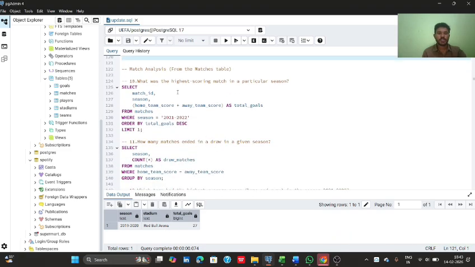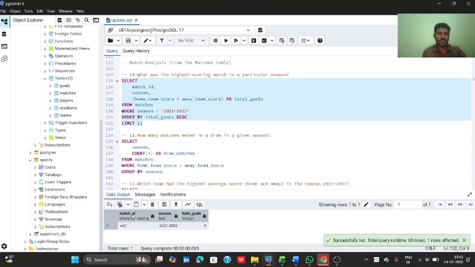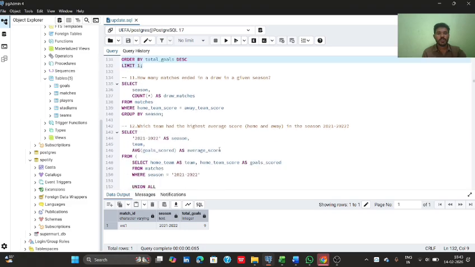Next one is the match analysis and match tables. What was the highest scoring match in a particular season? Here it is asking for the highest scoring match in a particular season. The match is MT1, season is 2021-2022, and total goals is 9.